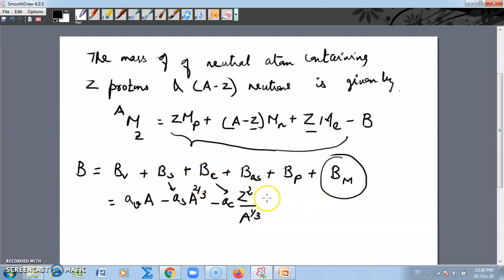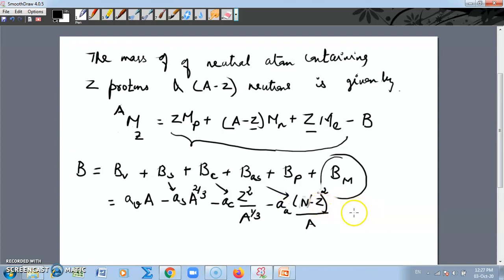Now asymmetry. Asymmetry is again a_A into (N minus Z) whole square, divided by A. I think I'll just rub this because you might be confused. This is N minus Z whole square, divided by A. This is the asymmetric term.